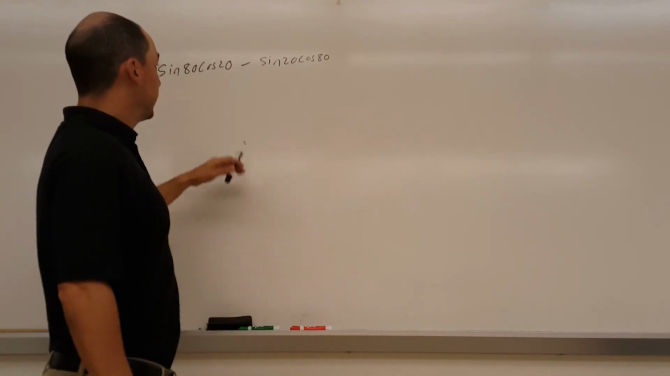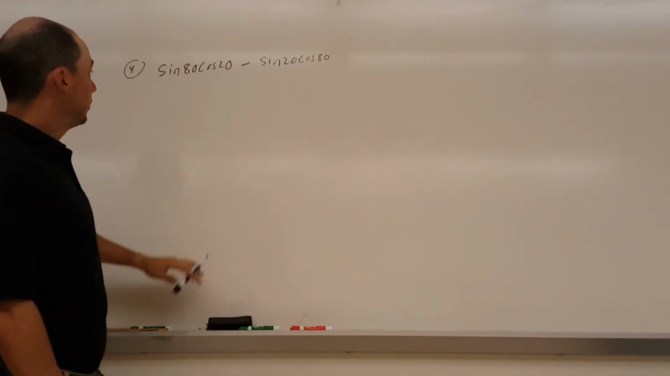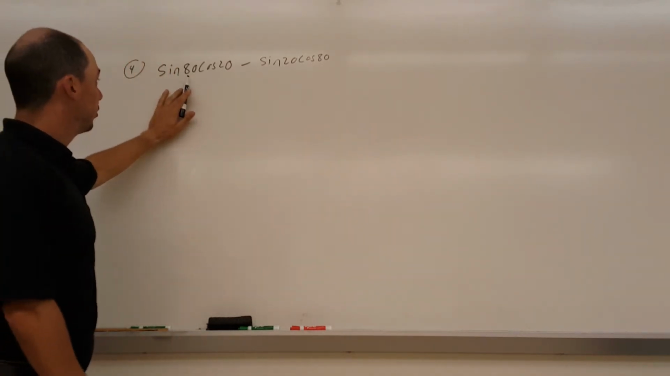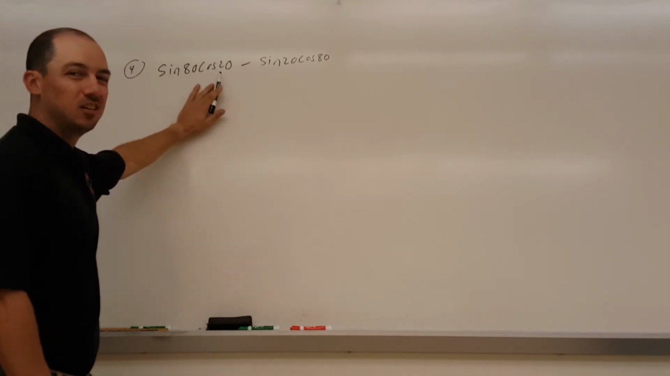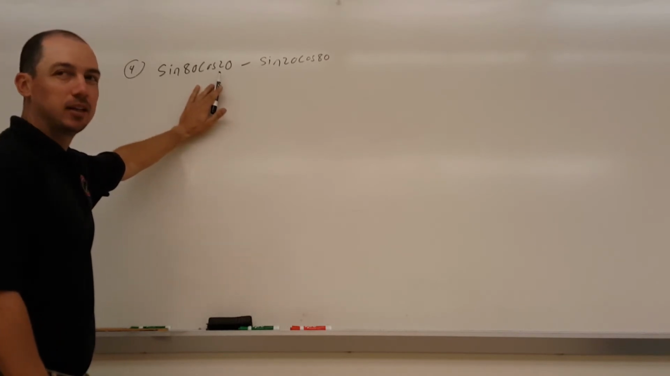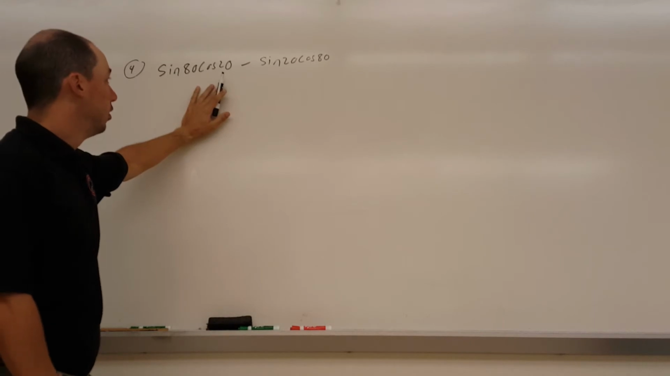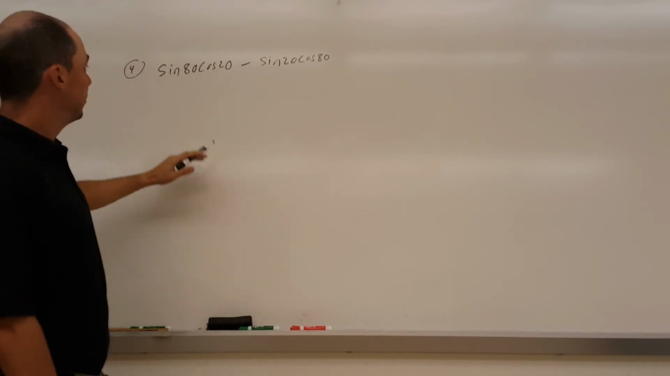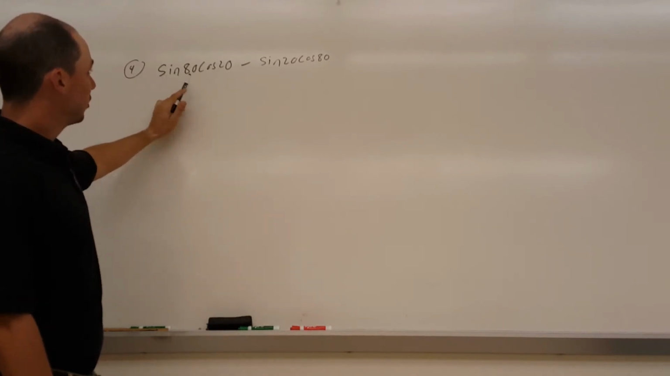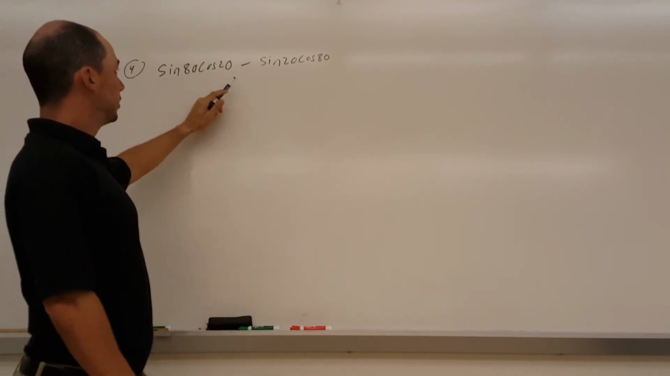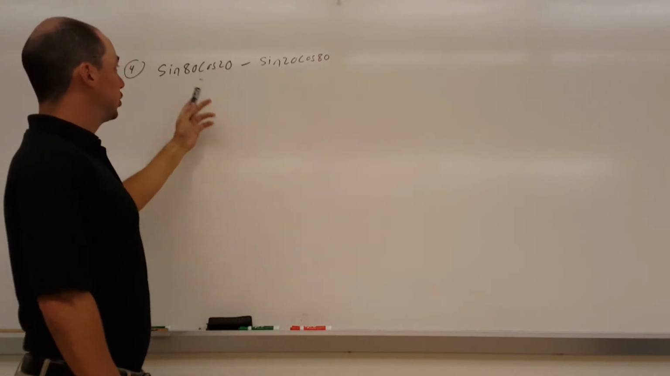Our next problem, we've been given this, and you look at it and see, okay, sine of 80 degrees, cosine of 20 degrees. 80 and 20, those aren't special angles. I don't know those without a calculator. But you do need to recognize, as you see, sine of 80, cosine 20, and then sine of 20, cosine 80, the angles switch, sines and cosines.